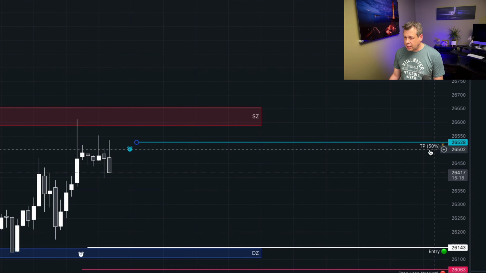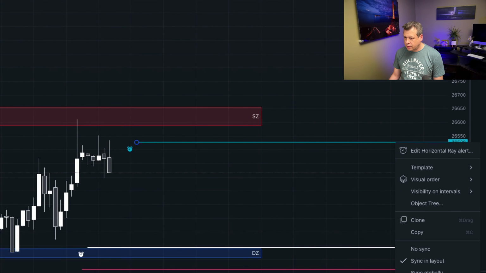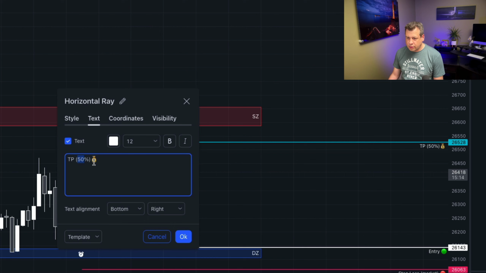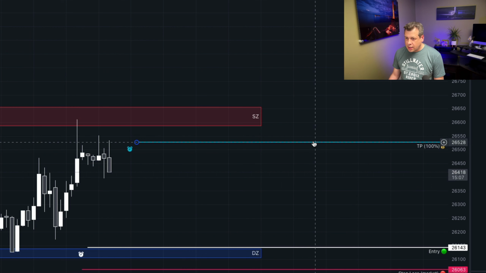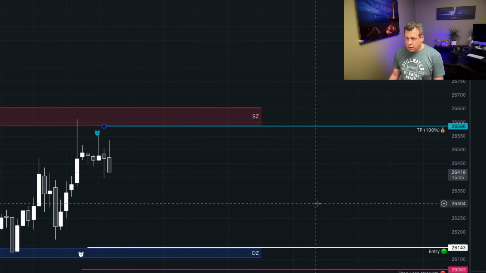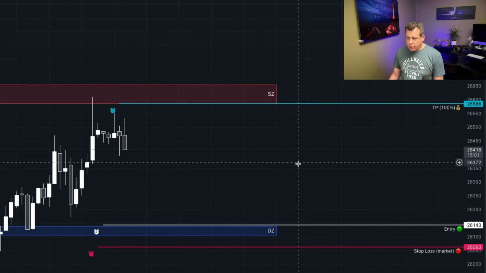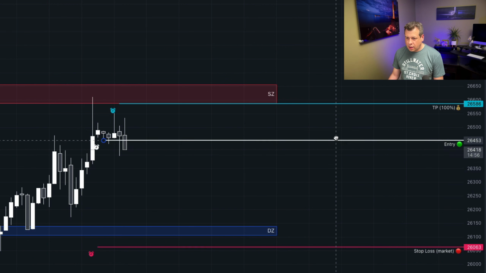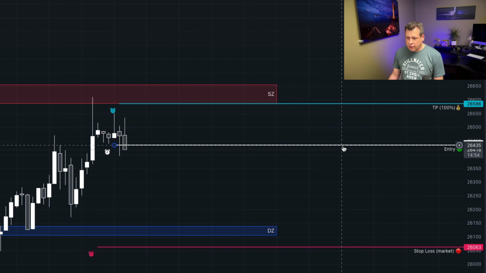Actually, my line is labeled 50%. So we'll go ahead and change that to, now it doesn't matter, it's just a label, but we'll change it to 100% so that it makes sense. And now this you would typically go and put at the top of your supply zone. So just to show you how this works, we'll go ahead and buy some really quick. And I'll just take my line and I will drag it on top of the candle.